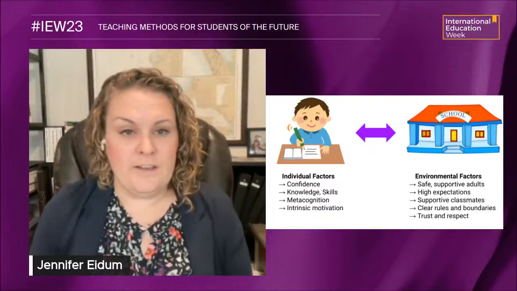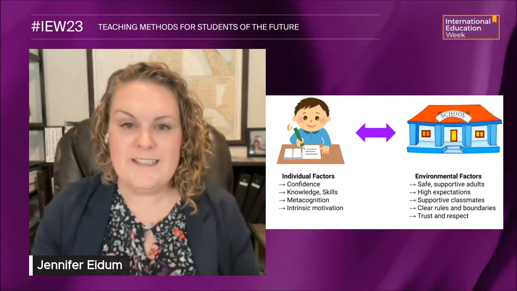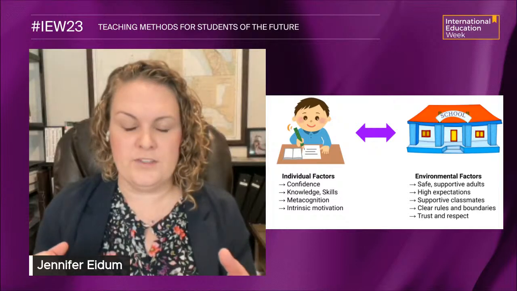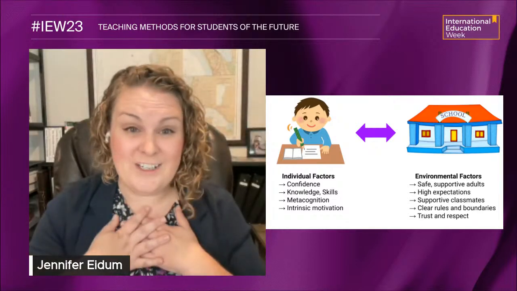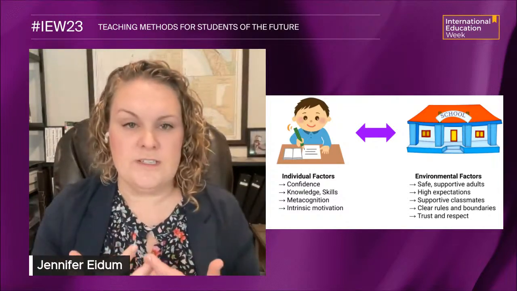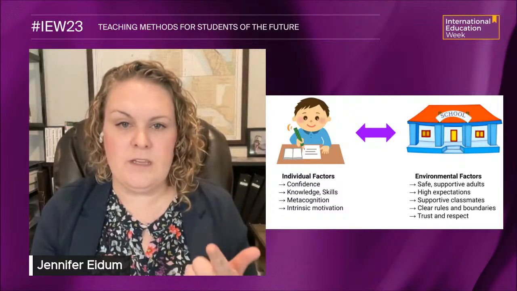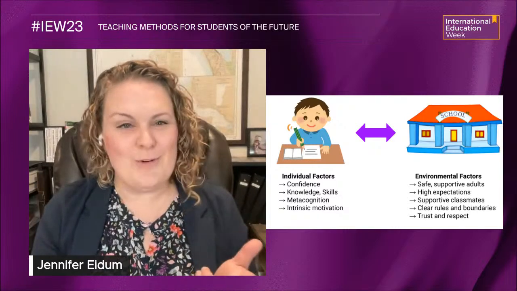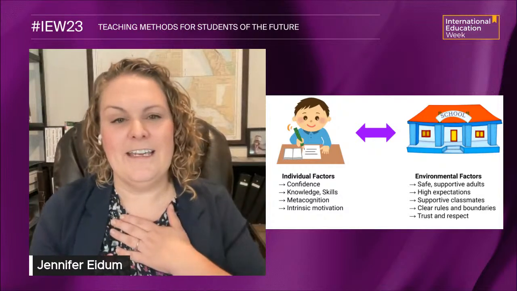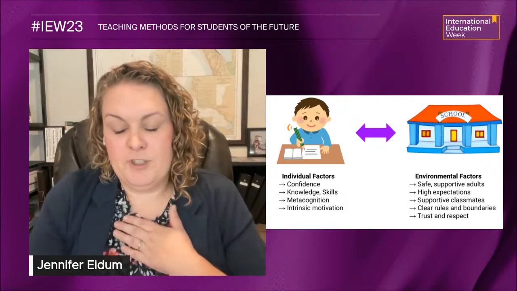So the last piece I want to leave you with, as we think about definitions, is that for resilient students, it is a combination of individual factors and environmental factors. The individual factors are personality traits and learning abilities and resources that students have, like confidence to learn, and the knowledge and skills to be successful to meet their goals. Metacognition, a term we'll talk about later, is the ability to regulate their thinking and behaviors, and then having intrinsic motivation, being motivated on their own to achieve goals.